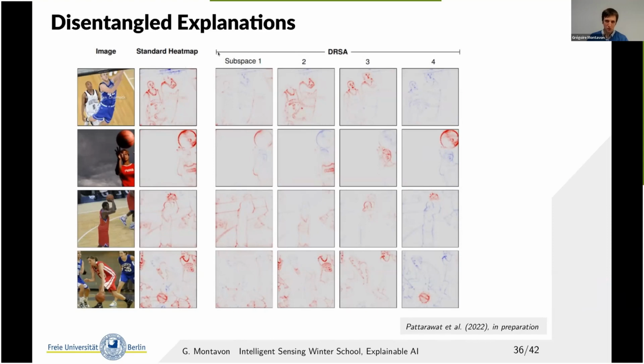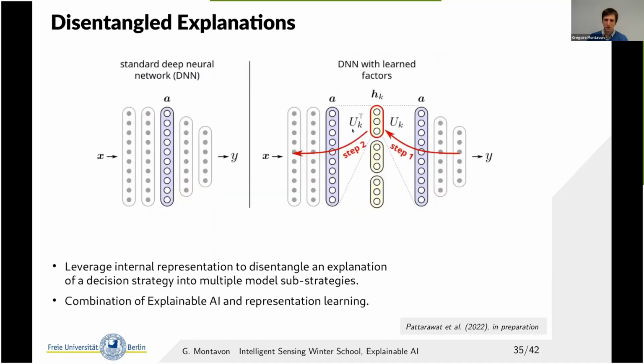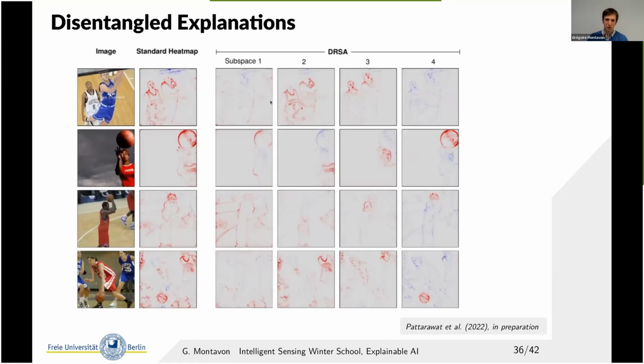Now what you can do is apply this analysis to multiple subspaces and essentially filter the explanation to pass through these multiple blocks that correspond to different concepts. And this is what you get. You get one explanation for the sub-strategy looking at the marking lines on the floor. Here you have the clothing of the basketball players. Here you have the heads, and in the last column you have the ball.